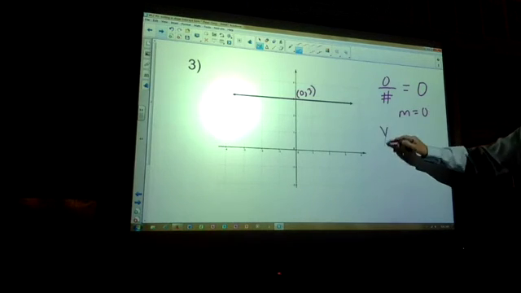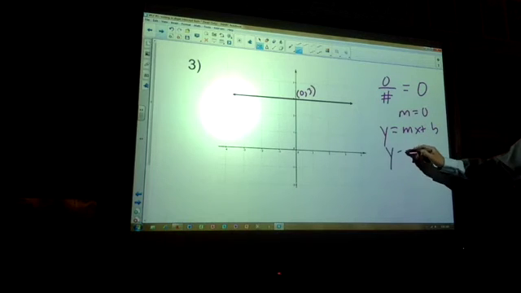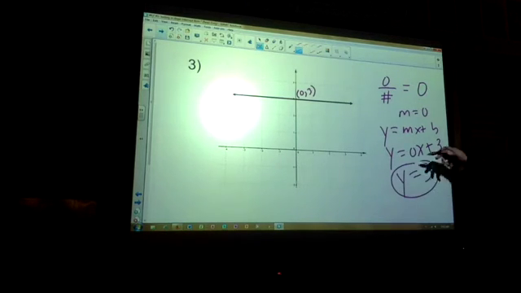Okay? So y equals mx plus b. So y equals 0x plus 3. 0 times x is? 0. So my equation is y equals 3. Which answer is correct? Is y equals 3 more correct than y equals 0x plus 3? I'd say they're the exact same thing.